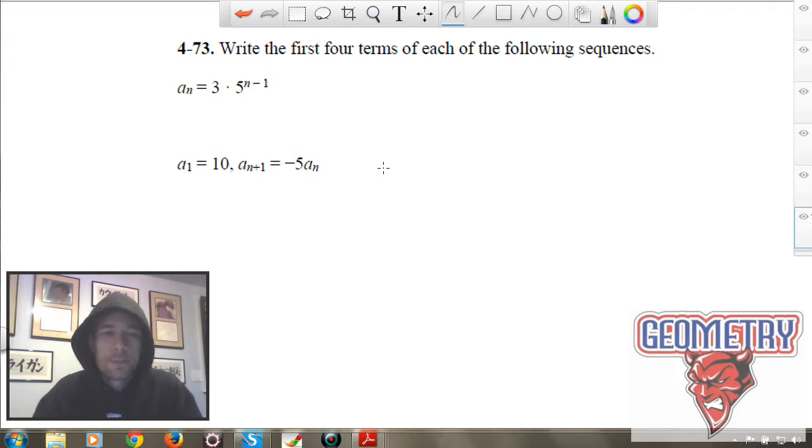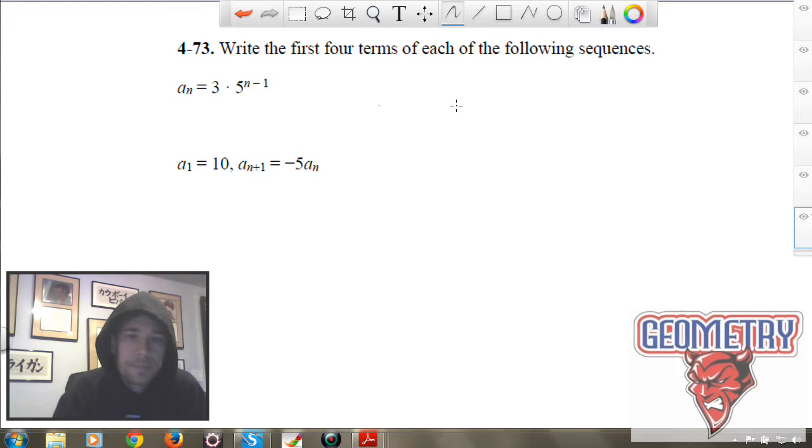This is Unit 4, number 73. Alright, find the first four terms of each of the following sequences. Okay, seems like some algebra stuff here. So the first four terms, so we said a_n is 1, 2, 3, and 4.